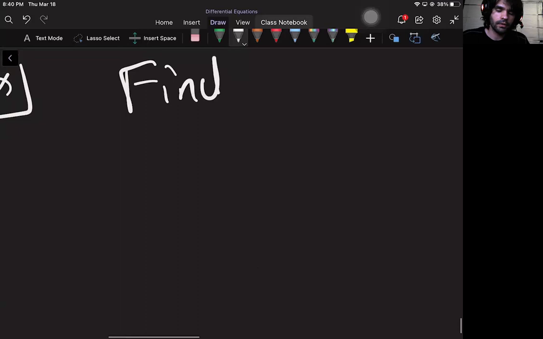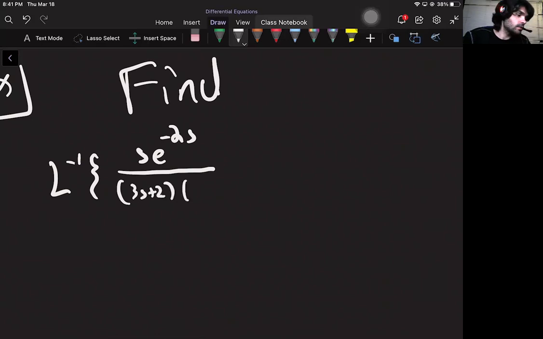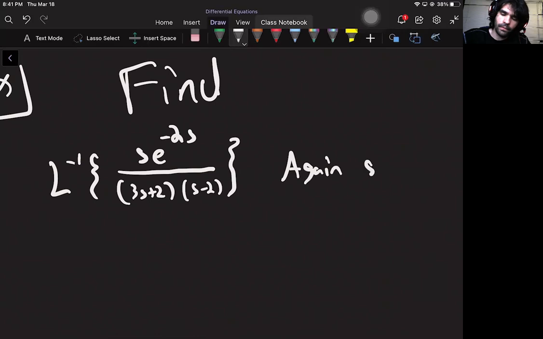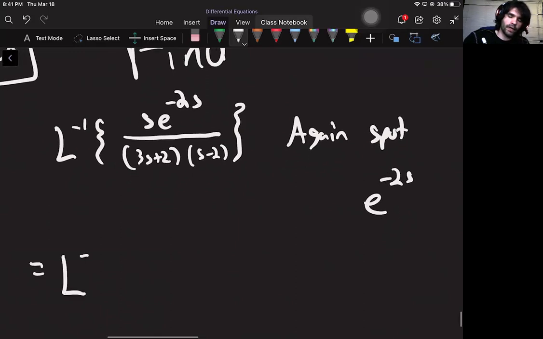Okay, so let's find one that's not already in the nicest form. So e to the negative 2s over (3s plus 2) times (s minus 2). So again, you should be spotting this e to the negative 2s, and then you should be writing that as separated as possible from the rest of it.